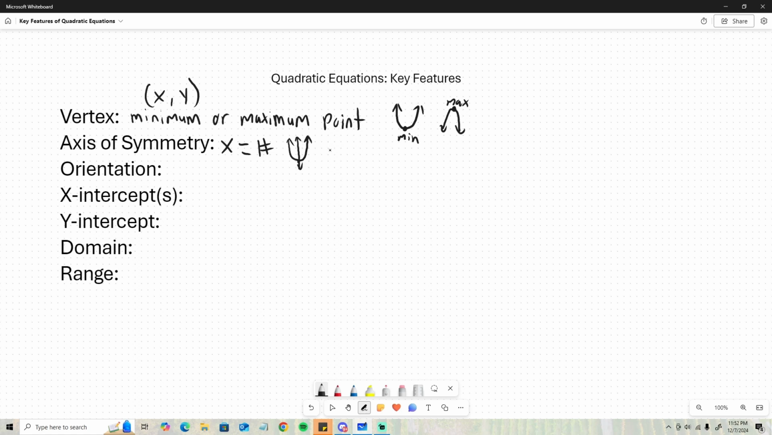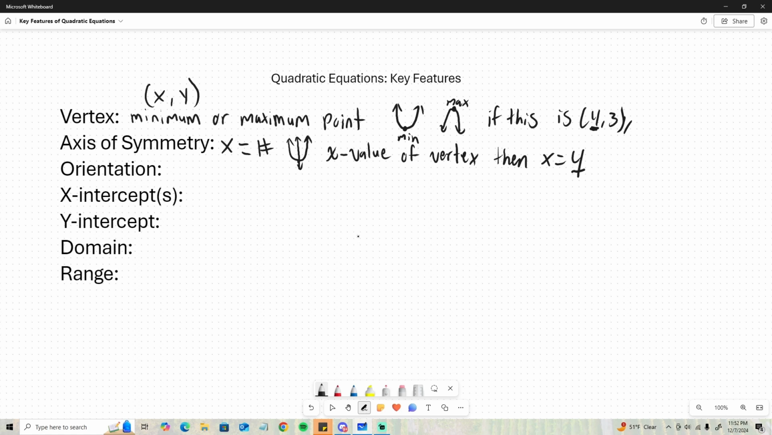And if that didn't actually help, this is the x value of the vertex. So if the vertex is, I don't know, 4, 3, then the axis would be x equals 4. All right, the x value here in the vertex is the same as my x value in the axis of symmetry.